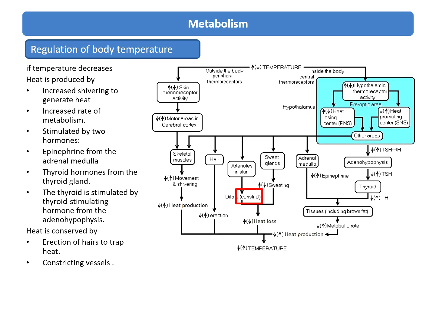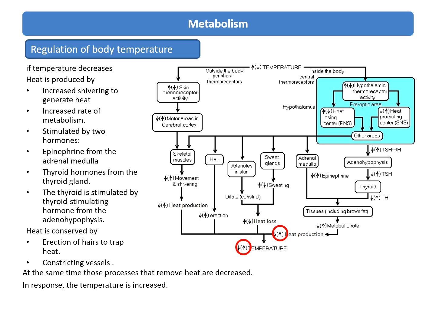Constricting blood vessels in the skin also conserves heat because blood transports heat, and with constricting in the skin, there's less heat close to the surface of the body. At the same time, those processes that remove heat are decreased. For example, there would be a decrease in sweating. In response, the temperature is increased back to normal to maintain homeostasis.